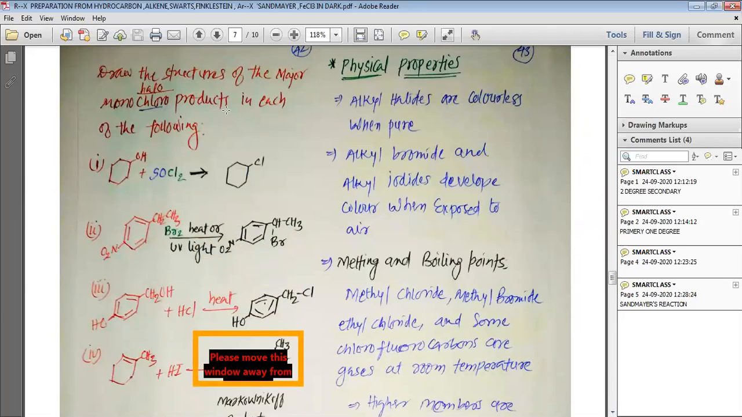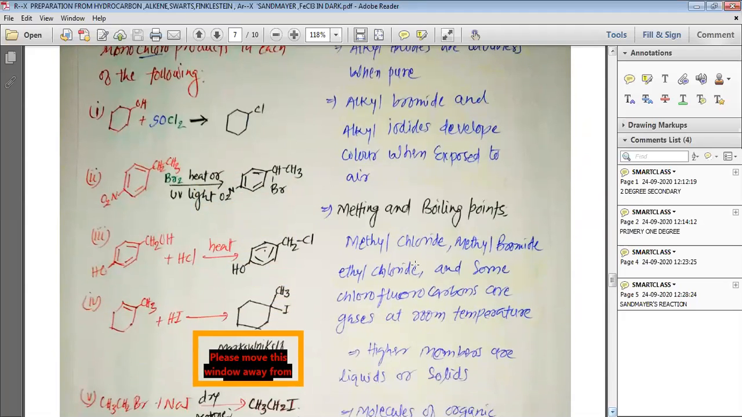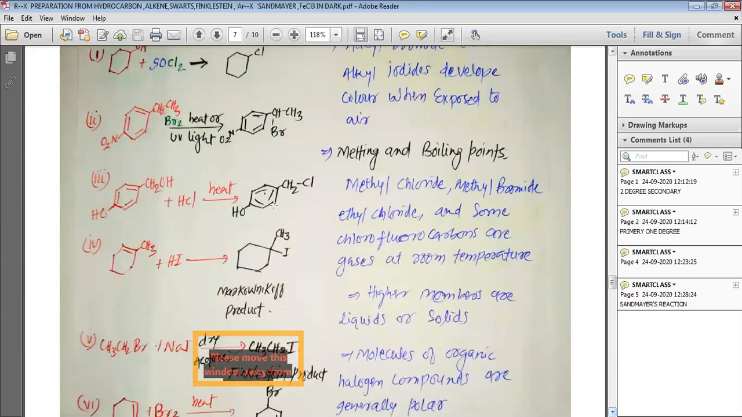Draw the structures of the major monohalo product. So this is what we have studied, that cyclohexanol gives a chlorocyclohexane. The nitrophenylethane will give us the 1-bromo-1-nitrophenylethane. The para-hydroxybenzyl alcohol will give us the para-hydroxybenzyl chloride.